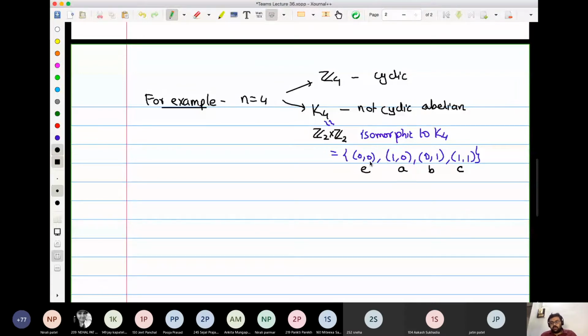You can see the identity is (0,0). A is of order 2: (1,0) plus (1,0) is (2,0), and 2 means 0 in Z2, so that is (0,0). Similarly, (0,1) also has order 2, and (1,1) also. If we add A and B, we get C. AB equals C, but here it is an additive group, so A plus B equals C. So that is isomorphic to the Klein four group. So there are only two abelian groups of order 4.